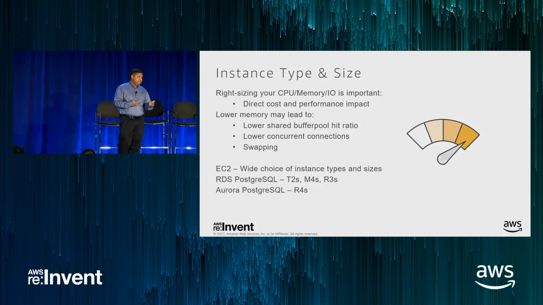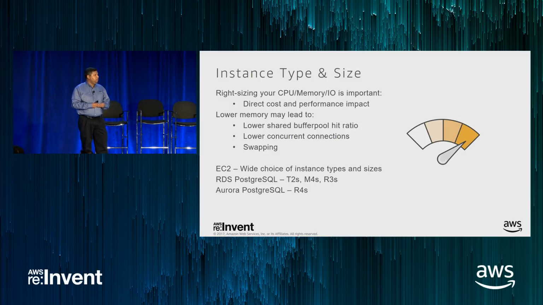So right sizing is important out there. On EC2, you do get a wide variety of instance types to select from. For RDS Postgres, our current generations are T2s, M4s, and R3s. We'll be adding more R4 types as they are available. On the Aurora with Postgres compatibility editions right now, the generation that is available is R4. So these are the choices that you have that you can use right now.